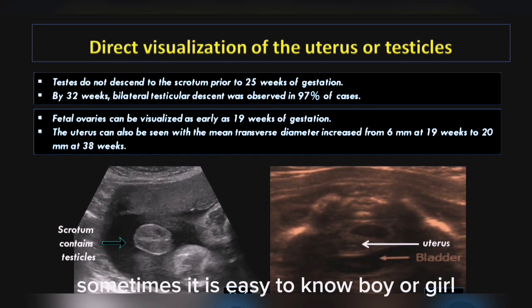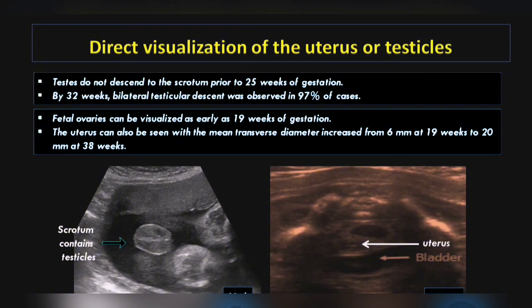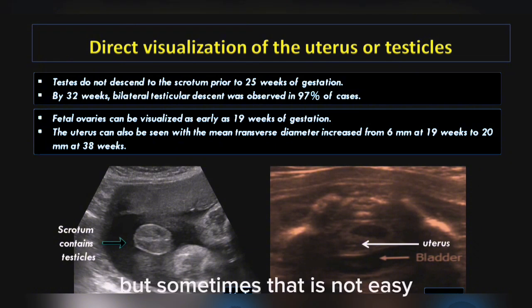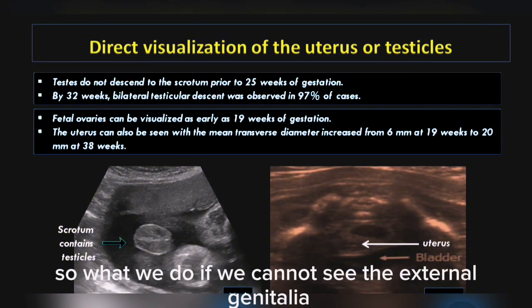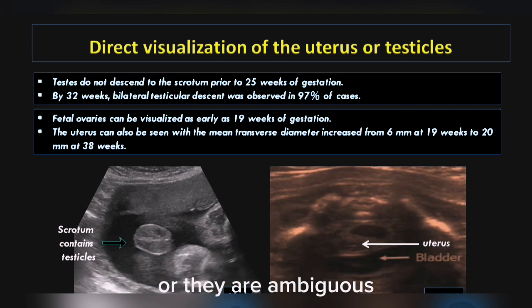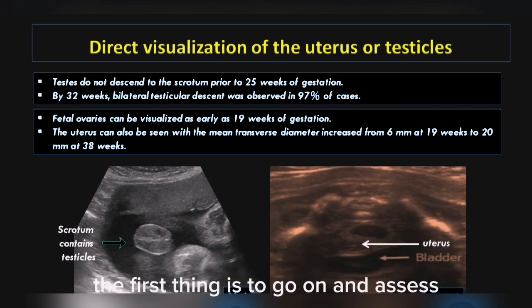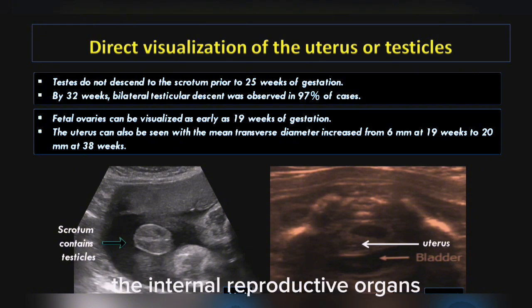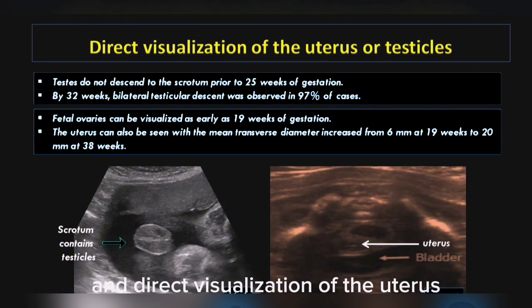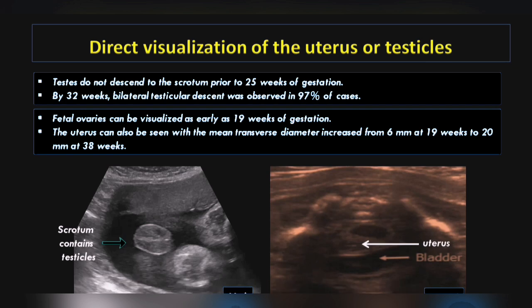Sometimes it is easy to know boy or girl, but sometimes that is not easy. So what do we do if we cannot see the external genitalia, or they are ambiguous? The first thing is to assess the internal reproductive organs, and direct visualization of the uterus or the testicles would be the way to go.